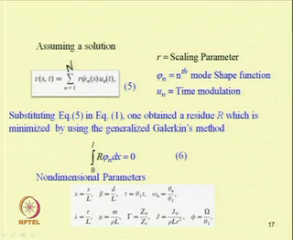Here r is a scaling parameter, psi n is the shape function, and u n is the time modulation. Applying this generalized Galerkin method, we can minimize the residue, as the function we are taking is not the exact function of the system. So there will be some residue in the system, and that residue can be minimized by using this equation, where r is the residue. We integrate r into psi n into dx from 0 to L and equate it to 0.